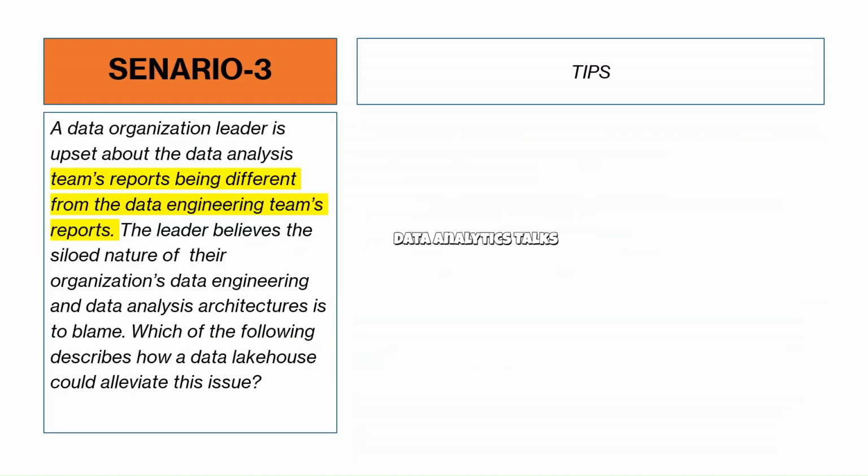Then we have a scenario where the leader is seeing disparity in the reports generated by different teams. When different teams generate the report, they see a different disparity between the values or the pattern, because they may not be using the same source, right? So which of the following describes how a data lakehouse could alleviate this issue?